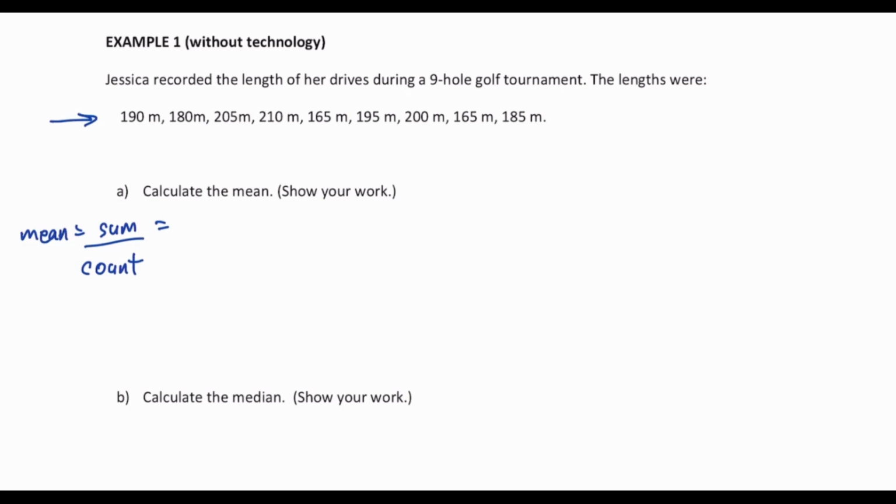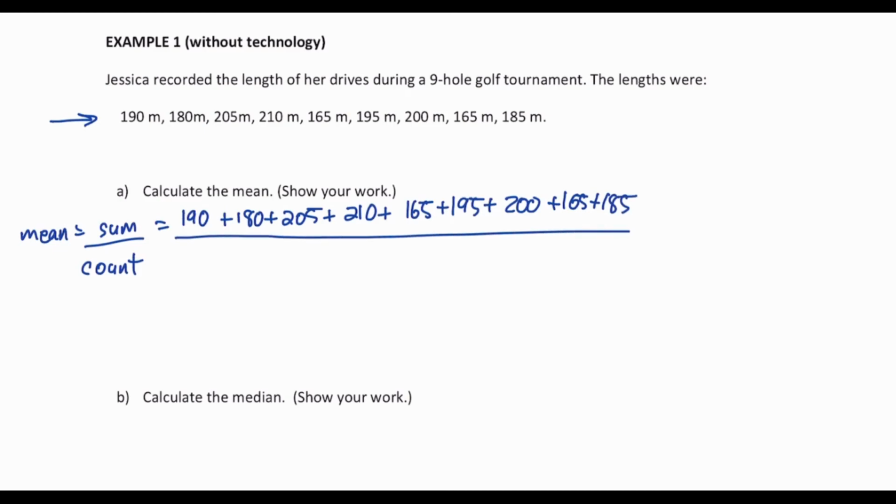So we're going to have the sum. We're going to add all the numbers up. So 190 plus 180 plus 205 plus 210 plus 165 plus 195 plus 200 plus 165 plus 185. And then divided by the number of numbers. So how many numbers are there? There are 1, 2, 3, 4, 5, 6, 7, 8, 9. So we're going to divide by 9. I would strongly encourage you to at least practice putting this in your calculator to get a feel for it.